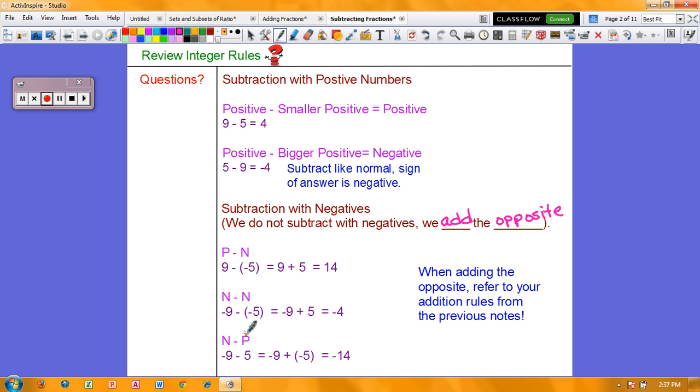And a negative minus a positive, like negative 9 minus 5, we are going to add the opposite. So I want to add a negative 5. Adding negatives, add like normal, answer is negative. Again, if you are having trouble with this, and we're just reviewing right now, if you're still having trouble, please come to tutoring.